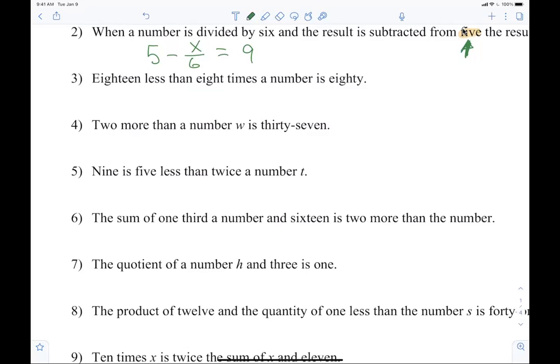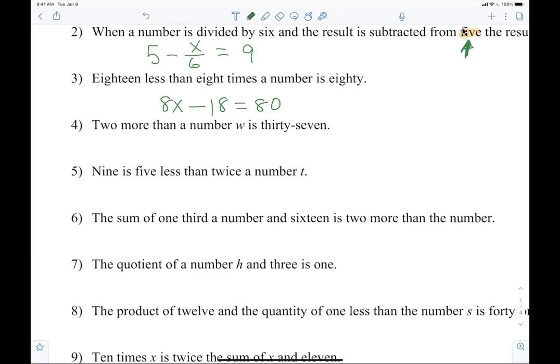18 less than 8 times the number is 80. So what do I do? 18x minus 18. Whoa. Start off again. 18 less, so minus 18. Yes, minus 18. 8 times the number, which is? 8x is 80. I don't know if that's what you said or not. Did you say that? Oh, sorry. I didn't hear you right. That is absolutely correct. 8x minus 18 equals 80. Anybody have any issues?